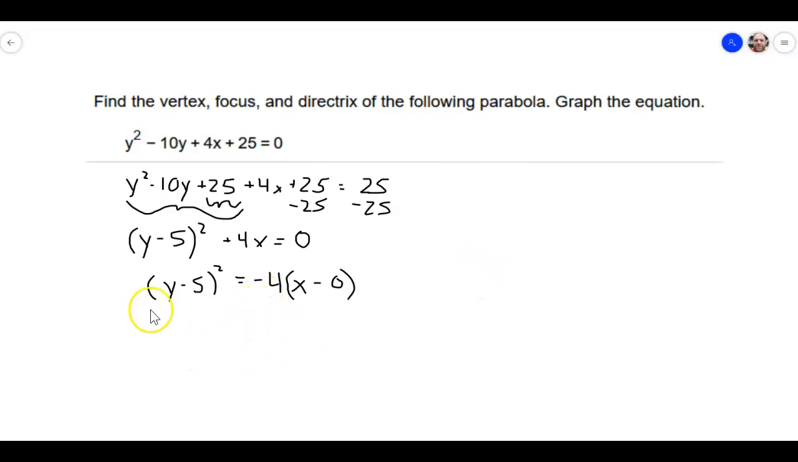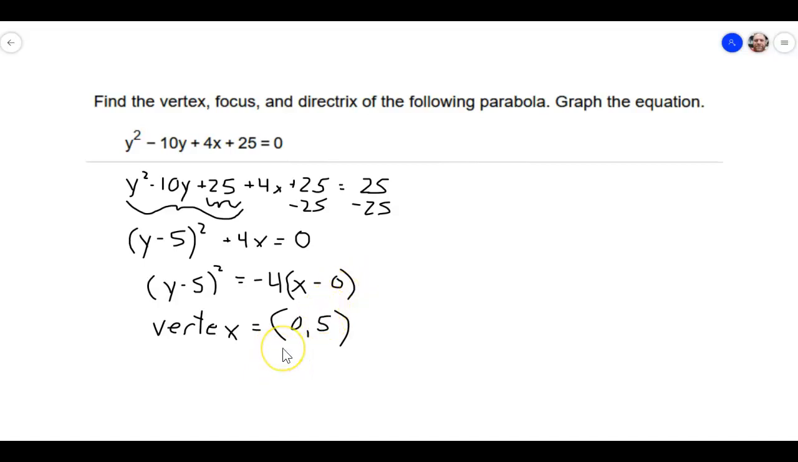All right. So now they're asking us to find the vertex. Well, the vertex is just h, k. Here's my h, here's my k. So the vertex is equal to 0, 5. Remember, since we have a minus in the formula, it's always going to be the opposite of whatever those signs are. 0 doesn't matter though.